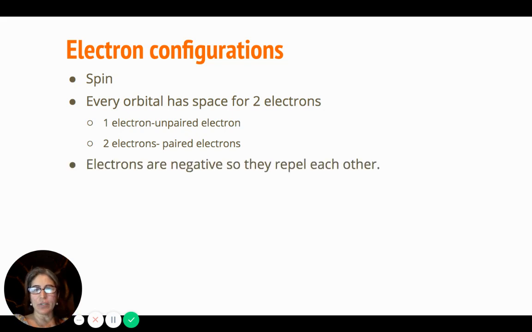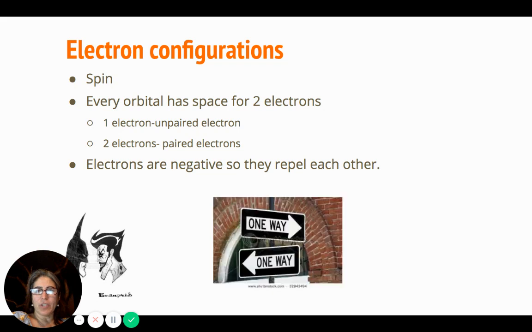Electrons are negative, so they repel each other. They would like to be as far away as possible from each other. Imagine that they're like enemies and they don't like each other. So they're going to try to be as far away as possible from each other. So if one spins to the right, the other one will spin to the left.